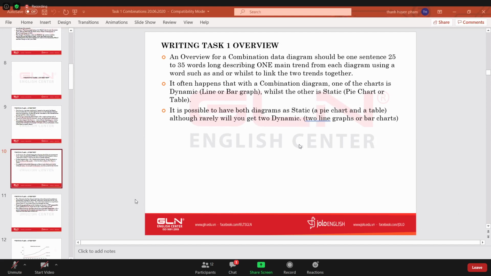It often happens that with a combination diagram, one of the charts is dynamic, so a line or bar graph, while the other is static, a pie chart or table. It is possible to have both diagrams as static, a pie chart and a table, although rarely will you get two dynamic diagrams, in other words, two line graphs or bar charts.